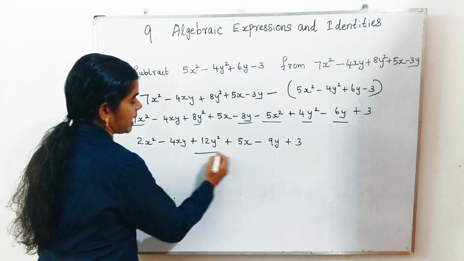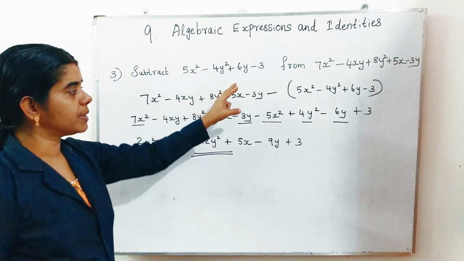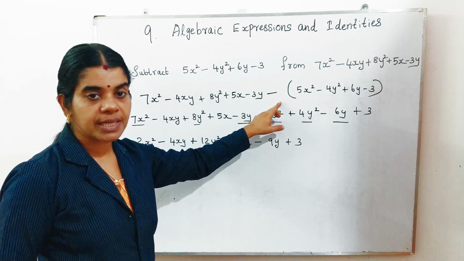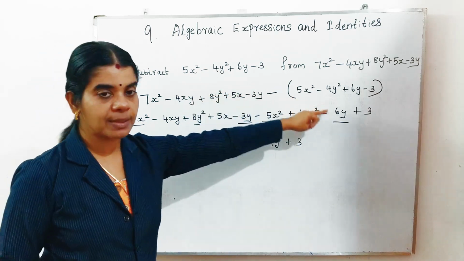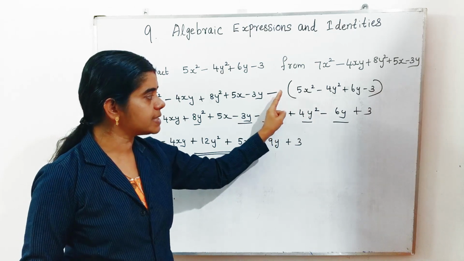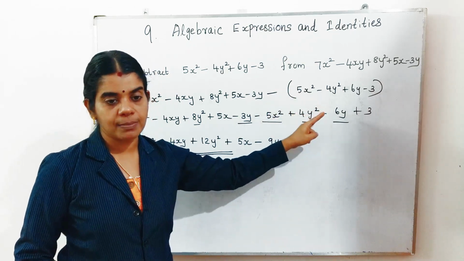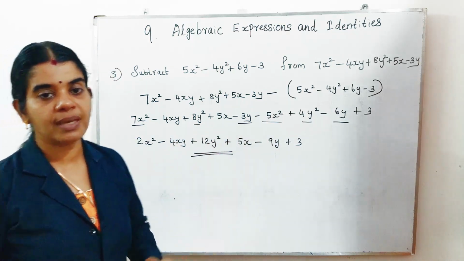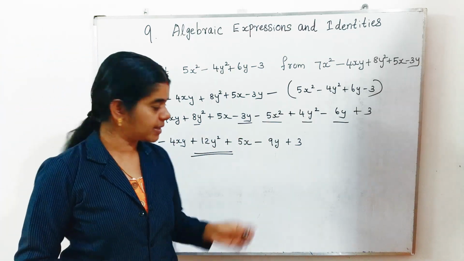This is our answer. Once again, the from expression you write first, then for subtract one minus sign you write, the next expression you put in the bracket, in the next step you open the bracket, that means minus multiplies with all the terms in the bracket, then as usual like terms you can add or subtract and you will get the answer.